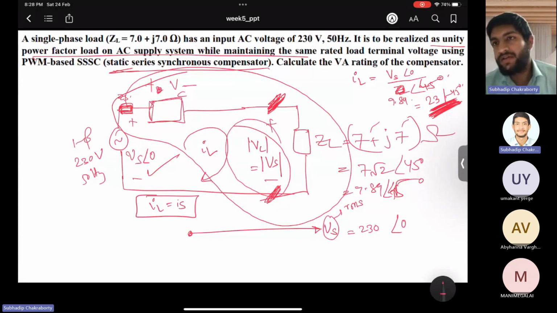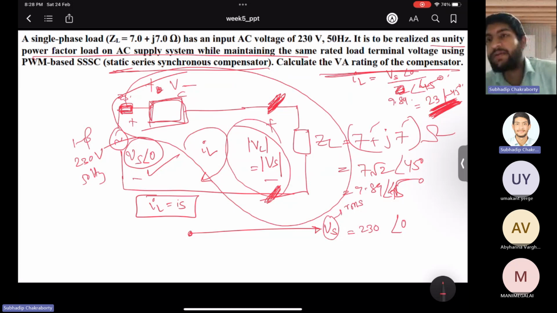You want the effective loading, or you can say a fictitious loading, on the supply to be a unity power factor loading. That means the supply voltage and supply current should be in phase. That is what you want. You don't have it till now, but you want to have it. Assuming you have attained so, they are asking you to calculate the volt ampere rating of the compensator.